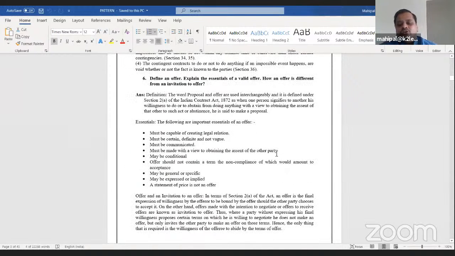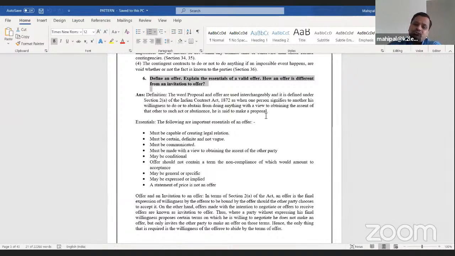Define offer. What are the essentials of offer and how is offer differentiated from invitation to offer? Three questions have been asked in one question. First, what is defined contract? Then explain the essentials of contract and how is offer differentiated from the invitation to offer. So this particular question is technical, very, very technical.